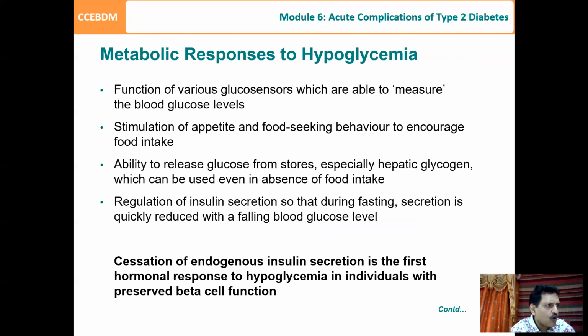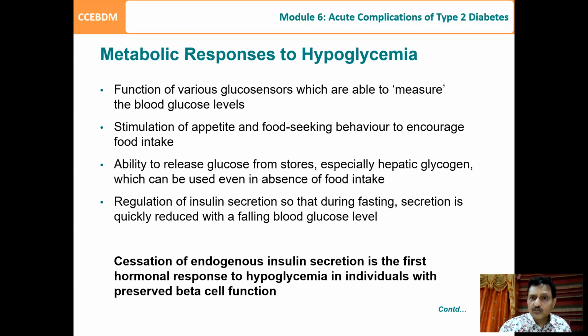So how does the body respond to hypoglycemia? As you know, when the blood glucose level falls, it is basically measured at the level of the brain. The hypothalamus is an efficient organ which measures the glucose level, and once it detects that the blood glucose level is falling, it takes a lot of action. Number one, it stimulates the appetite and food-seeking behavior, and then it also releases the stored energy. So the hepatic glycogen is broken down into glucose.